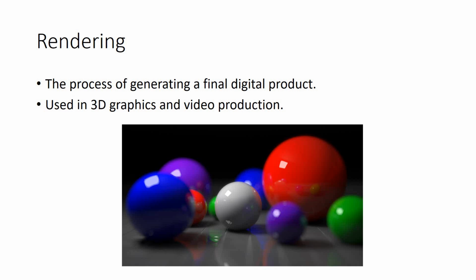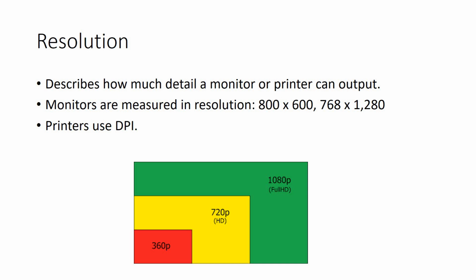Rendering, the process of generating a final digital product, used in 3D graphics and video production. Resolution, describes how much detail a monitor or printer can output. Monitors are measured in resolution. Example, 800 by 600, 768 by 1280. Printers use DPI.